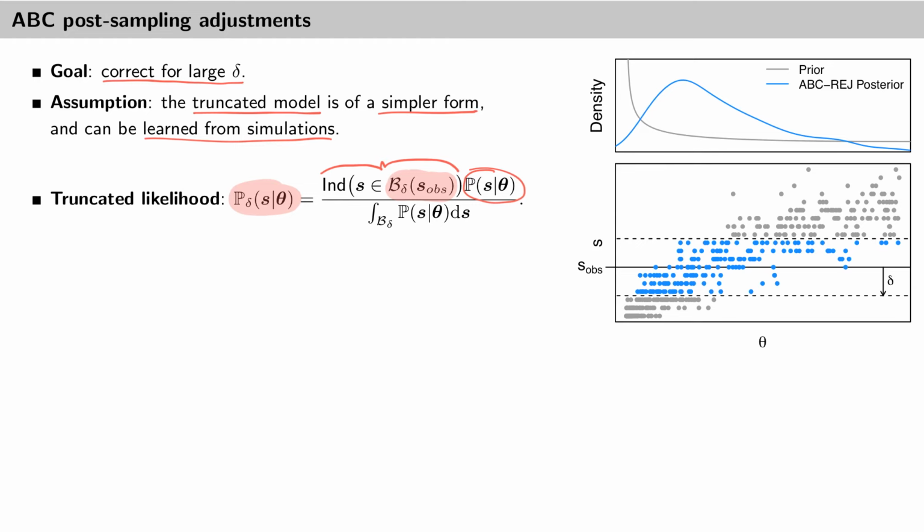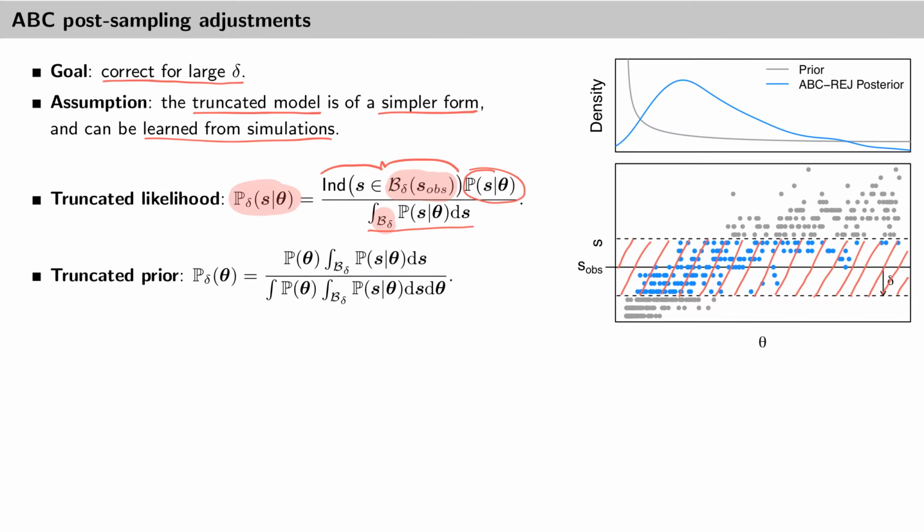In the one-dimensional case shown here on the right, the delta ball simply corresponds to the area close to S observed within which we are accepting simulations. Thus, for a summary statistics vector outside the delta ball, that is a summary statistics vector not accepted, the truncated likelihood simply becomes 0. For a summary statistics vector inside the delta ball, that is a summary statistics vector that would have been accepted, the truncated likelihood is simply proportional to the full likelihood. It is proportional because of truncation, so we have to divide the likelihood by the integral of the likelihood across the entire ball.